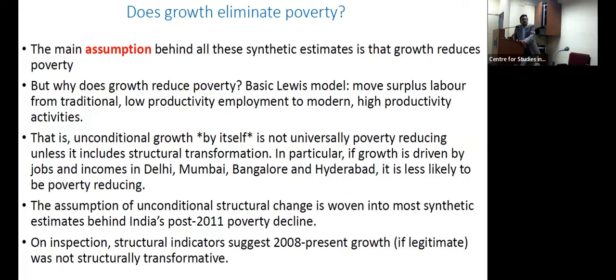Unconditional growth by itself is not universally poverty reducing unless it is correlated with some of these other changes. Because as I said, if the top 10% is doing very well and the 90% is stagnating, the growth rates would still look pretty good, right? But it's not necessarily going to reduce poverty. So essentially, there's something that the existing studies have not looked carefully at, and this is something that we want to do. So I want to first present, has there been significant structural transformation? Admittedly, it's a decade or even less than a decade, so we are not expecting big differences, but are there even some trends towards some of these structural factors?